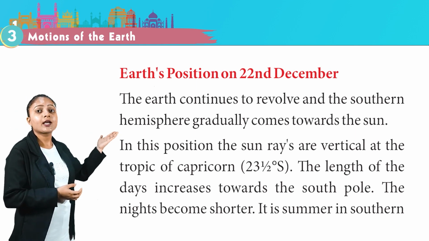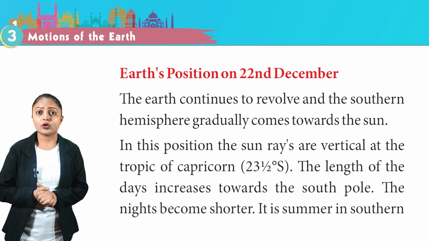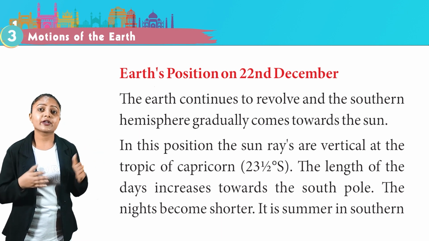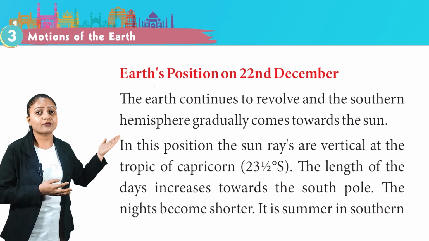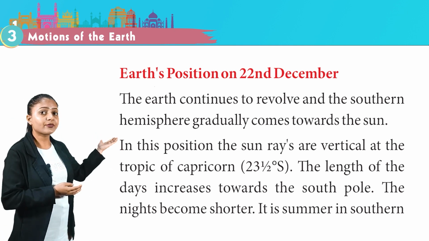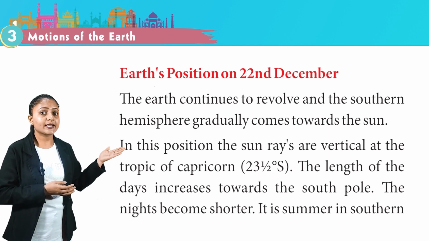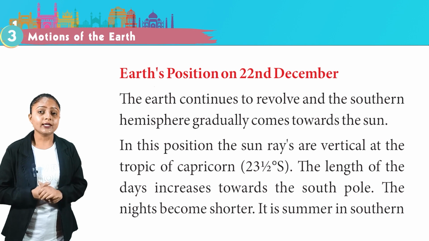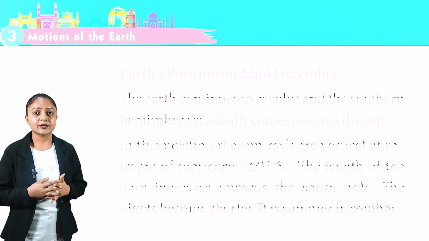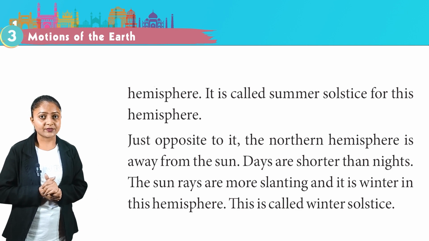Earth's position on 22nd December. The Earth continues to revolve and the southern hemisphere gradually comes towards the sun. In this position, the sun rays are vertical at the Tropic of Capricorn, 23.5° south. The length of the days increases toward the south pole. The nights become shorter. It is summer in the southern hemisphere. It is called summer solstice for this hemisphere.